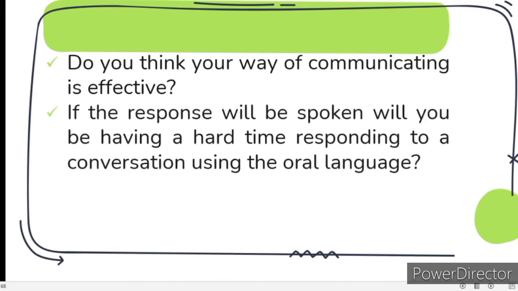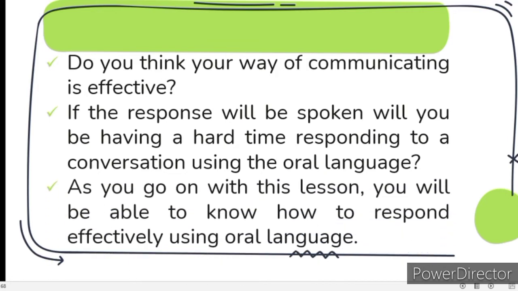Second question. If the response will be spoken, will you be having a hard time responding to a conversation using the oral language? Sometimes, right? Especially if you do not have the knowledge about the things being asked to you. It will be difficult to respond on things you do not understand as well. But don't you worry, because as you go on with this lesson, you will be able to know how to respond effectively using oral language.